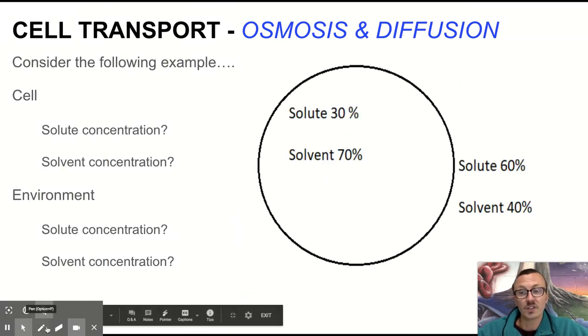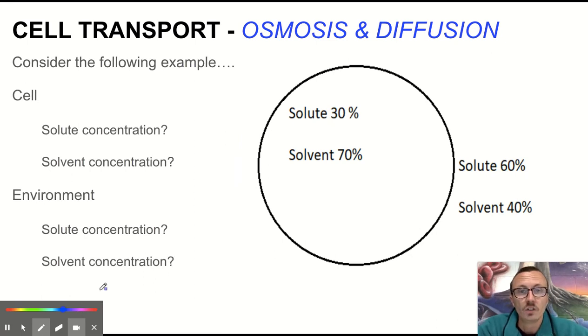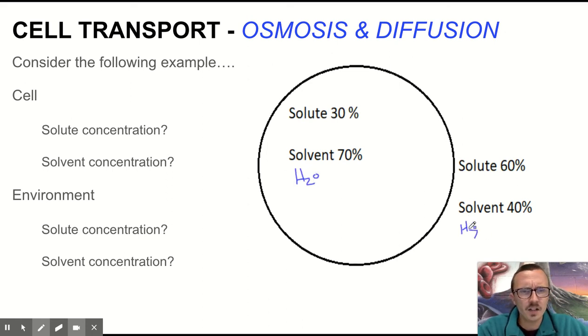So here I've actually given you numbers, right? I've given you measurements, concentrations. So again, the solvent is water, and the solute could be all kinds of things. It could be sugar, it could be salt, it could be ions, it could be carbon dioxide. It's just anything that's dissolved in water. Well, where does the water want to go? So we've got more water inside now, and so the water is going to want to go from high to low. And if water leaves the cell, what's going to happen?